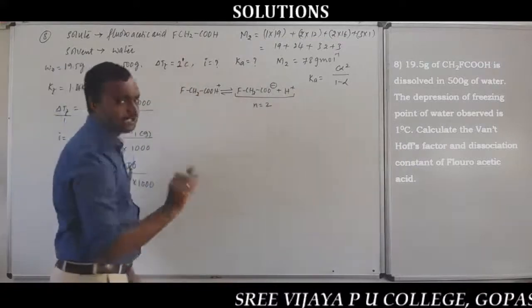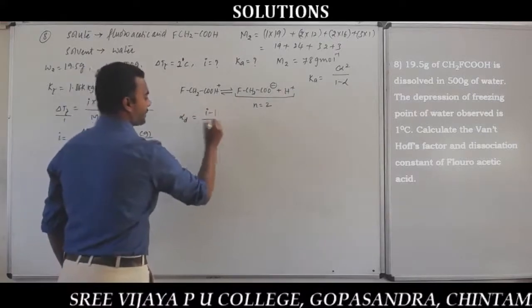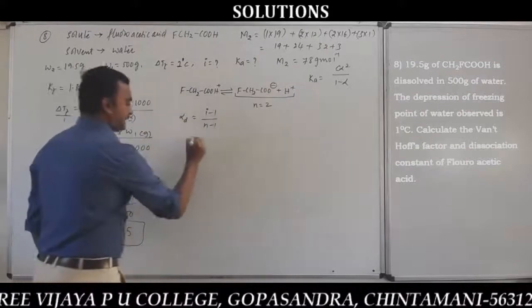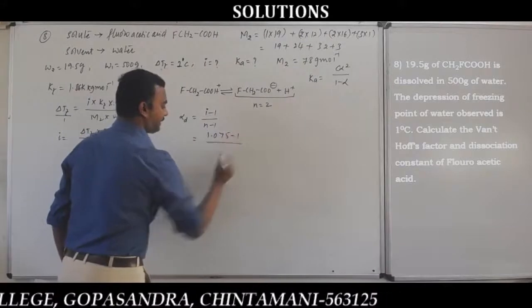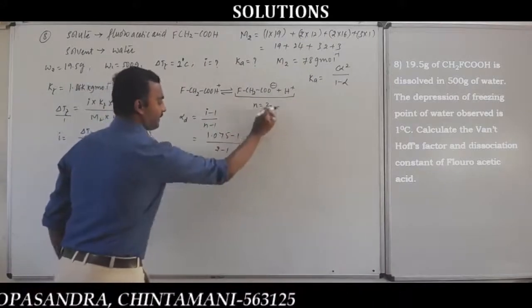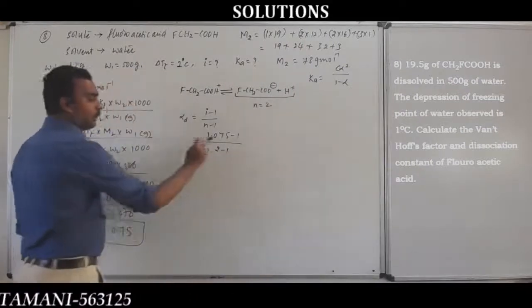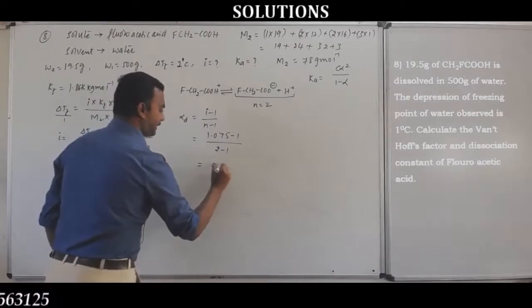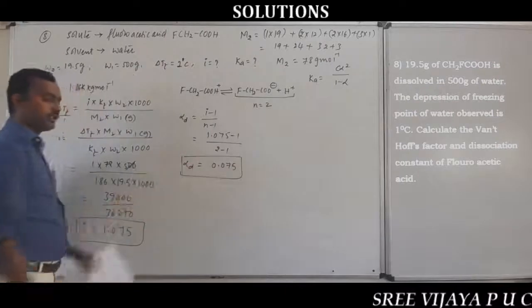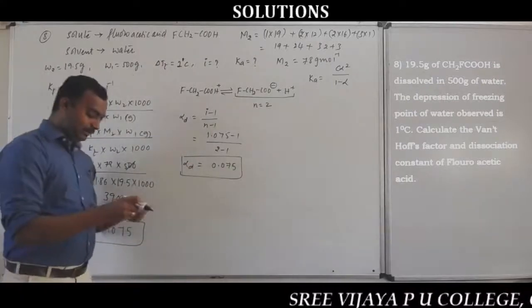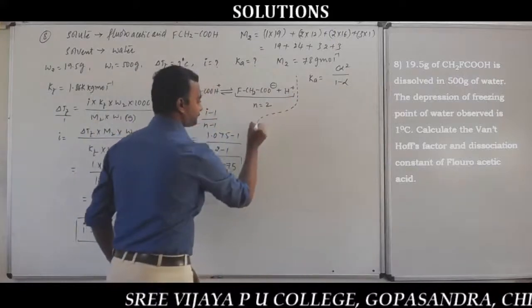What is the relationship between degree of dissociation and van't Hoff factor? Degree of dissociation alpha is equal to i minus 1 divided by n minus 1. That is 1.075 minus 1 divided by 2 minus 1, where n is 2, the number of particles after dissociation. 2 minus 1 is 1, and 1.075 minus 1 is 0.075. That is the degree of dissociation. Now we have to substitute the values. So what is the Ka value?